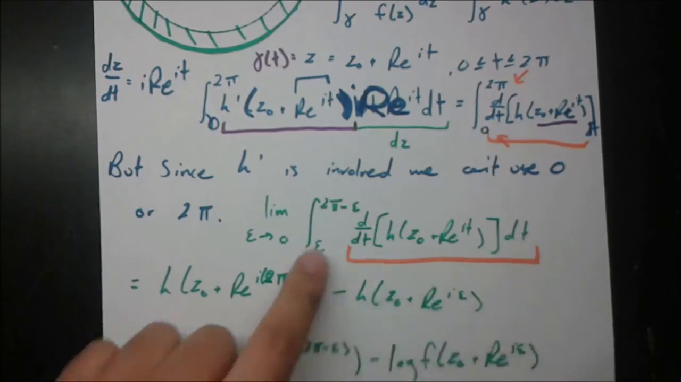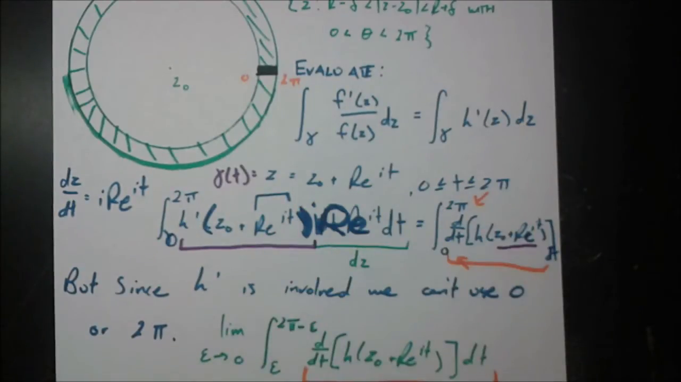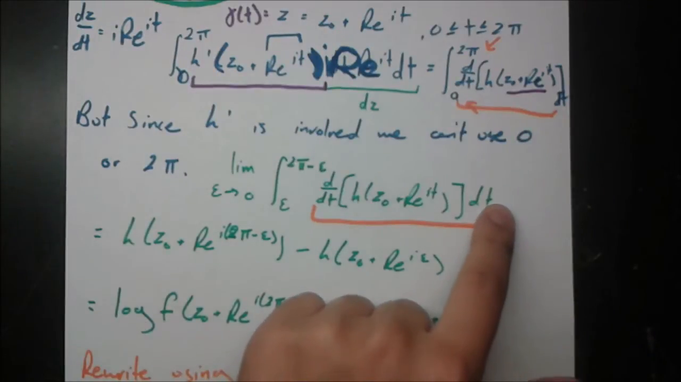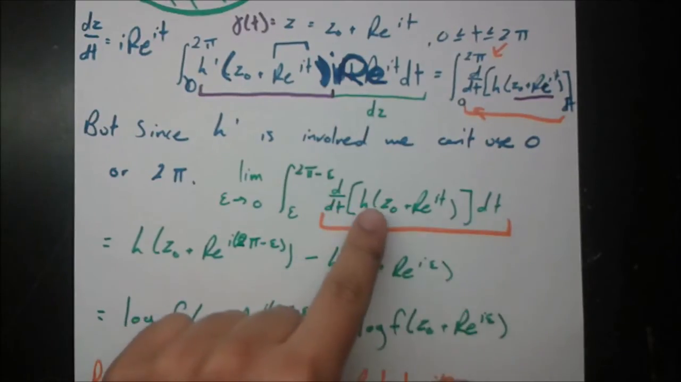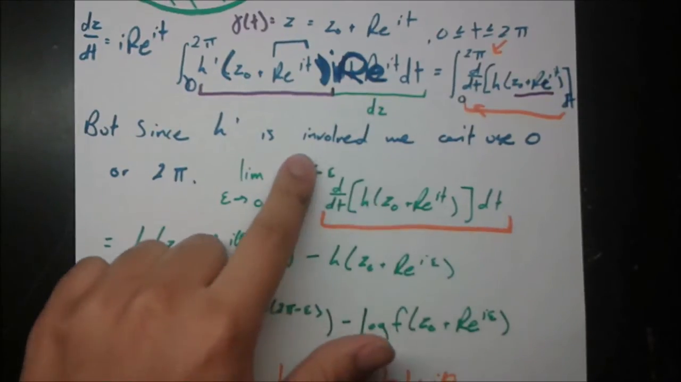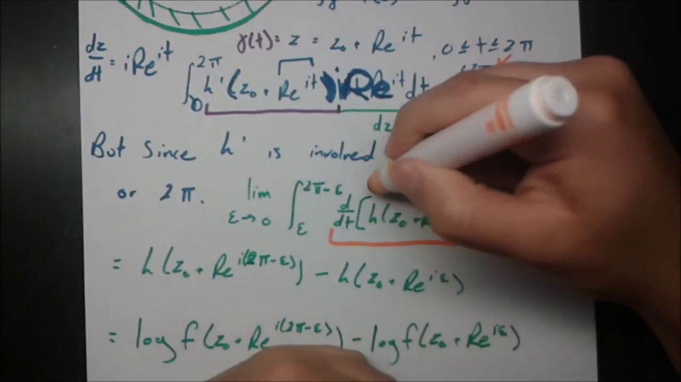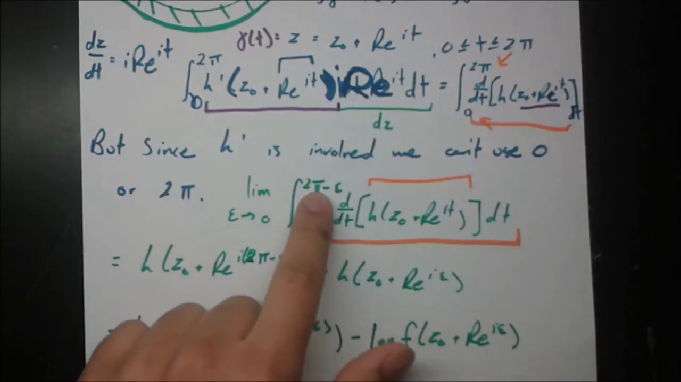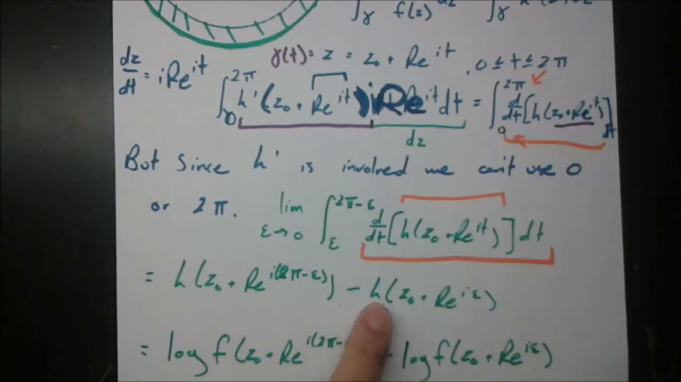We have t, because before we had dz, which was a complex variable, and we haven't defined any fundamental theorem of calculus for complex variables yet. We do have the fundamental theorem for real variables, and since t is a real variable, we can go ahead and use that. So the integral of a derivative means you can just take the function inside and evaluate it at the endpoint minus the evaluation at the starting point. Our function inside is this h function. So we put in 2 pi minus epsilon for t first. So we have h of z naught plus r e to the i times 2 pi minus epsilon, and subtract that from h at the starting point.